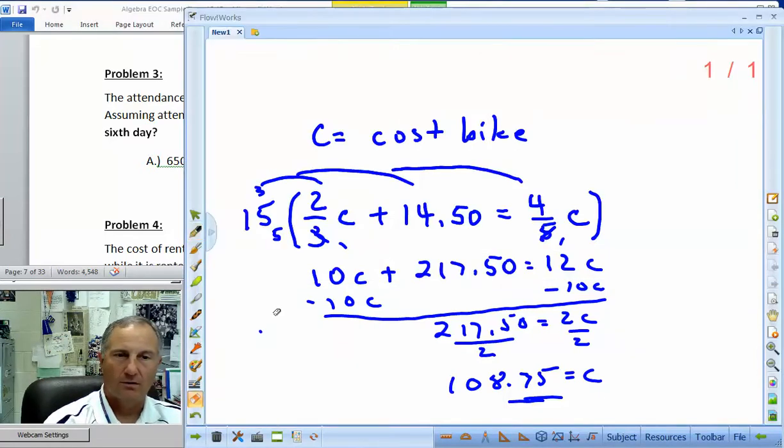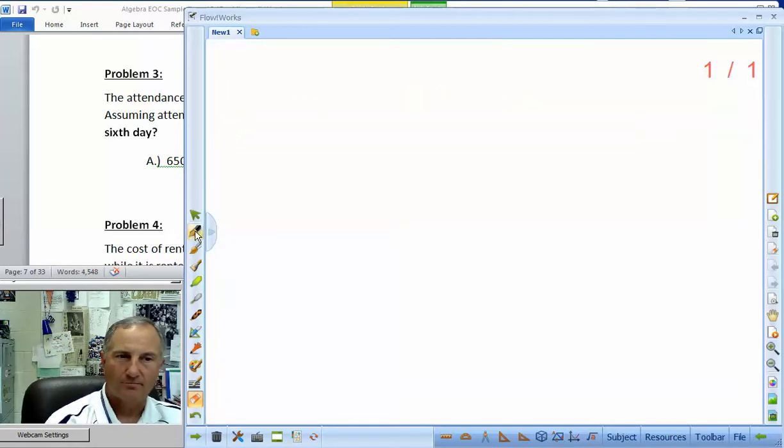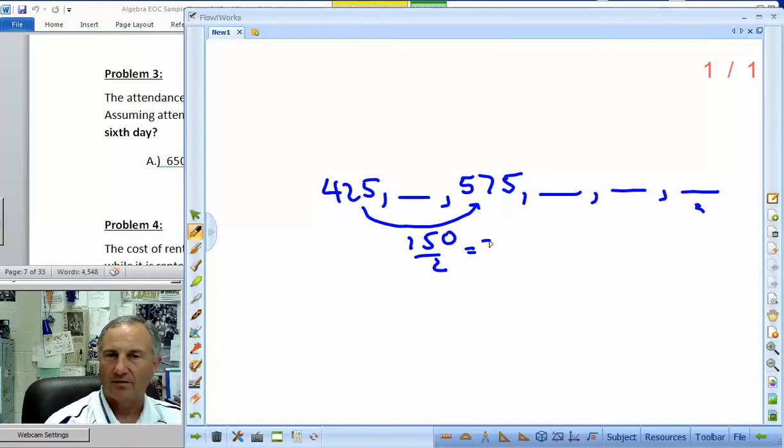Okay. We can kind of look at this in a picture form. What I mean is we can look at it such that the first day was 425. The second day I'm not sure, but the third day was 575. And if it goes up in equal increments, we'll get to here where we find that 6th day. Well, from here to here is 150. Cut that in half. That means we're adding 75 people a day. So this is 500. I'm just going to keep right on with the pattern.